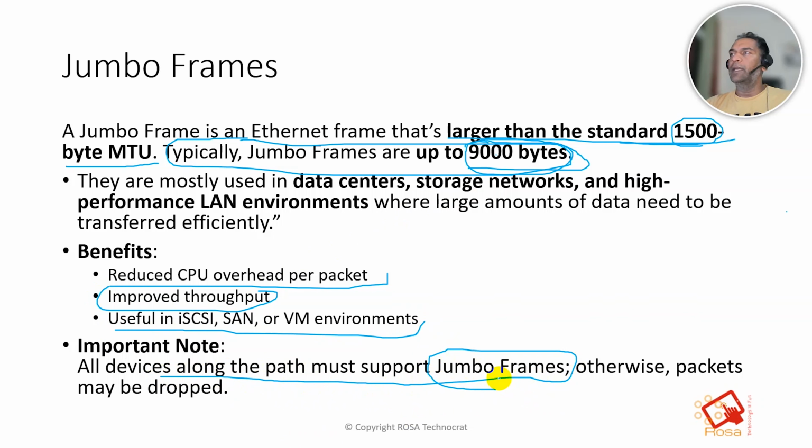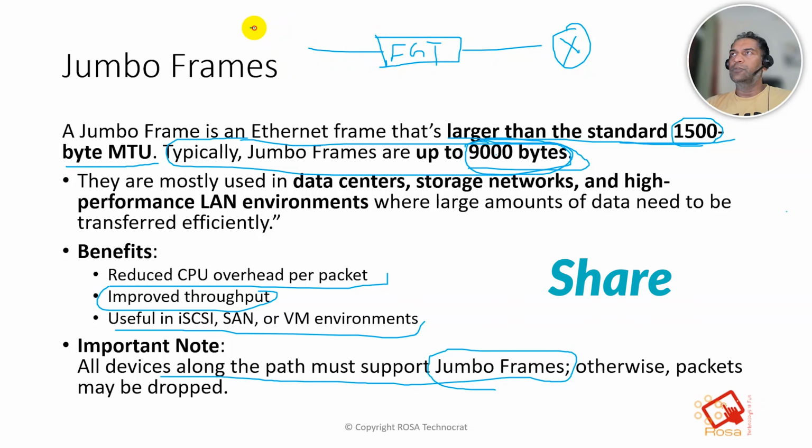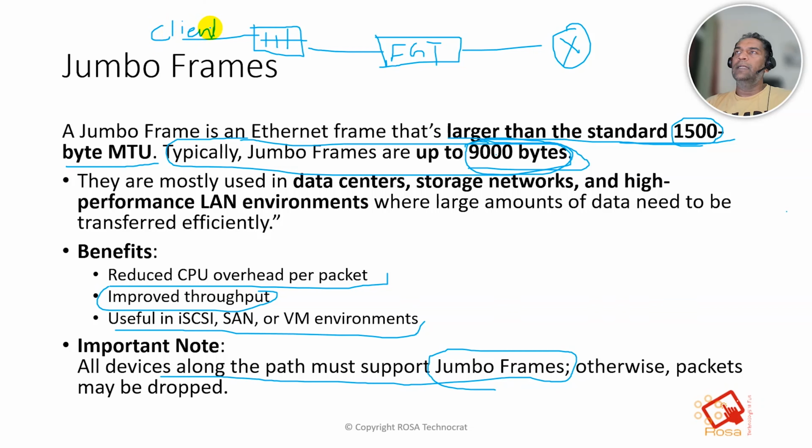Okay, this is important. Why? Let's say you have a FortiGate on the network path, and this FortiGate is connected to a router or switch. In the same way, there is a switch connected here, and here you have a client connected. If the client is sending the packet with 9000-byte jumbo frames and the switch is configured for 1500, the switch will drop this packet. It will not even reach the FortiGate.